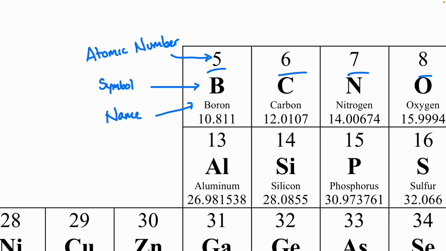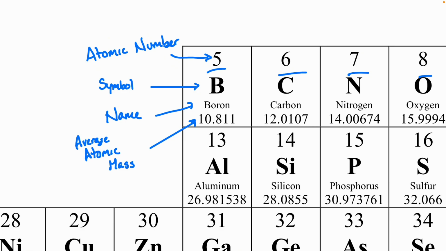Okay? And then down at the bottom here, this number is going to be really important as we move throughout the course. We're not going to do too much with it right off the bat, but we're going to see it's very important. This is what's called the atomic mass, or more specifically, the average atomic mass.